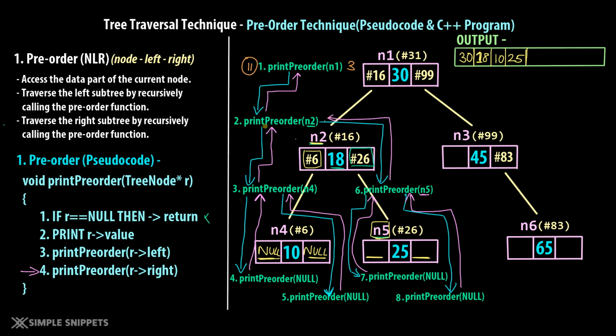When you come from the 2nd print preorder to the 1st print preorder, the 1st print preorder was paused at step 3. You can see I've written step 3 over here. So now it will resume its execution and move to step 4. When you move to step 4, for this first print preorder function, we have the r value as n1.